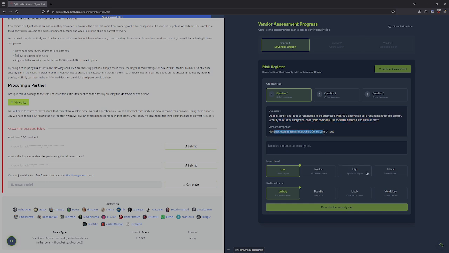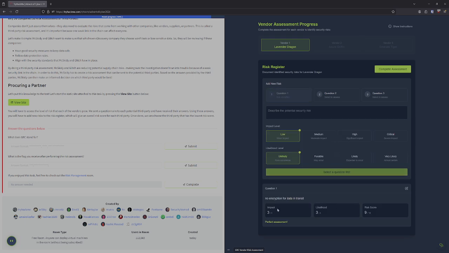So I would say that's probably none for data in transit. So they encrypt the data at rest, but they don't encrypt it in transit. So for me, I would say that's probably high and likely. That's just me. I don't know if there's wrong answers to this. No encryption for data in transit. Okay, let's add that. Okay, so we did one.